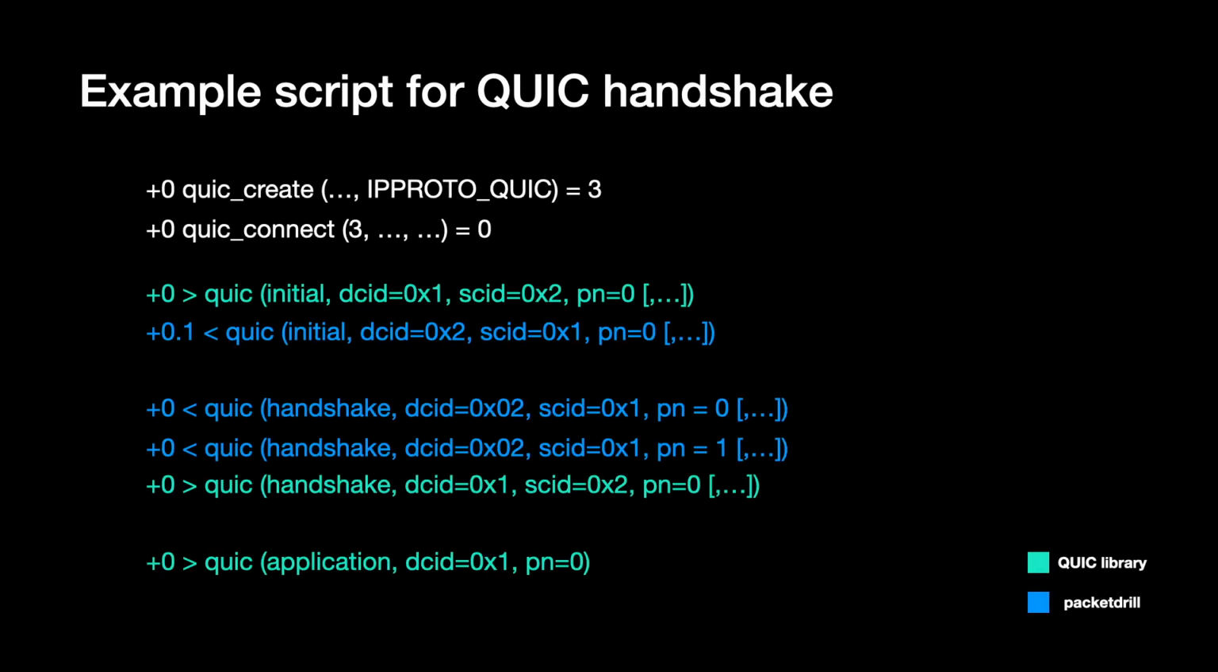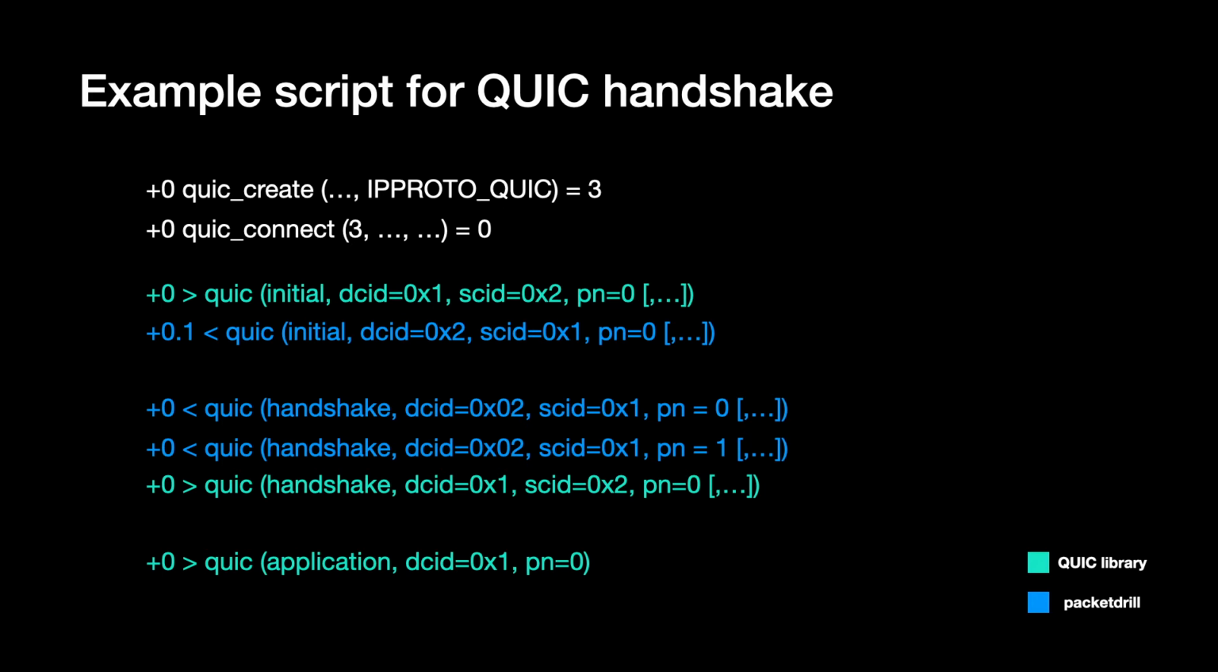To better understand the flow diagram, let's go over an example packetdrill script for QUIC. Every statement in the script has a prefix that represents the time at which the said event should occur.